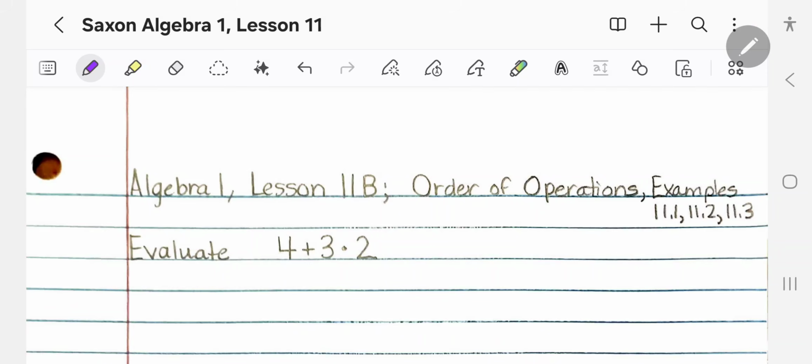This is Algebra 1, Lesson 11b, Order of Operations. It includes examples 11.1, 11.2, and 11.3.